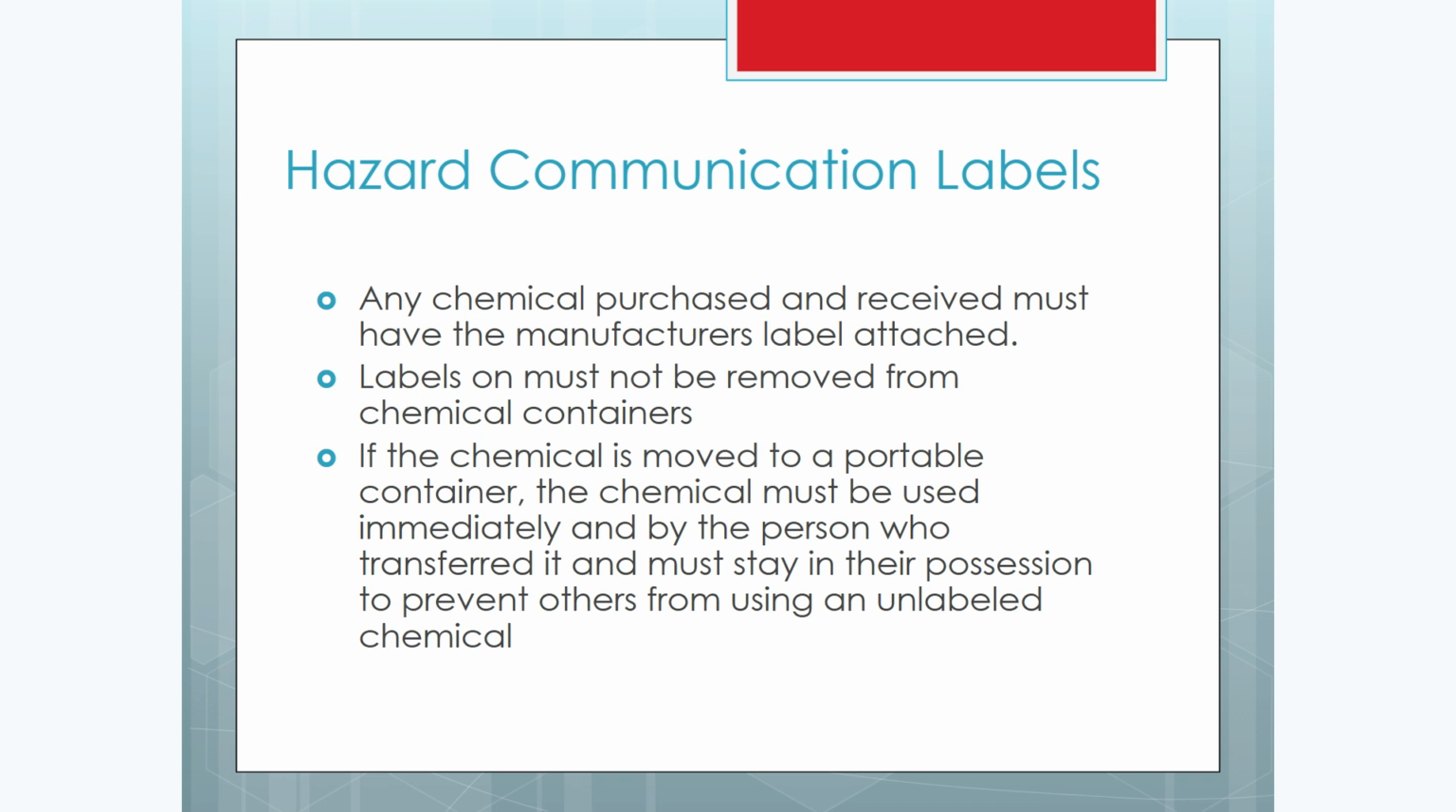Any chemical purchased and received must have the manufacturer's label attached. So all received chemicals should have a label attached to them. Labels must not be removed from chemical containers. If the chemical is moved to a portable container, the chemical must be used immediately and by the person who transferred it, and must stay in their possession to prevent others from using an unlabeled chemical.